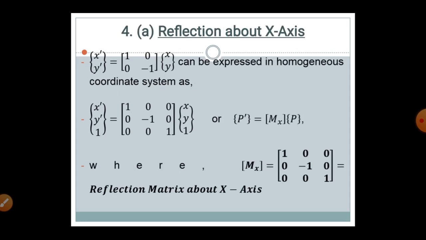Now the reflection about the x-axis in the homogeneous coordinate system. The reflection initially can be written as [x' y'] equals the matrix [1 0; 0 -1] multiplied by [x y]. It can be expressed in the homogeneous coordinate system as the modified coordinate [x' y' 1] equals the matrix [1 0 0; 0 -1 0; 0 0 1] multiplied by [x y 1], the initial coordinate. That can be written as P' equals the reflection matrix about the x-axis multiplied by the initial coordinate P, and Mx has the value [1 0 0; 0 -1 0; 0 0 1].